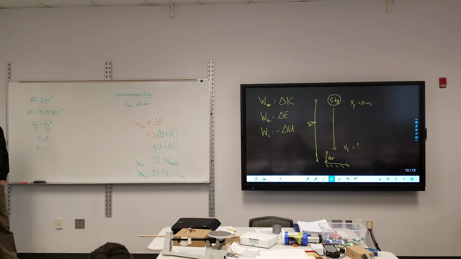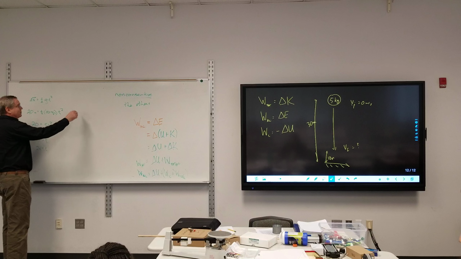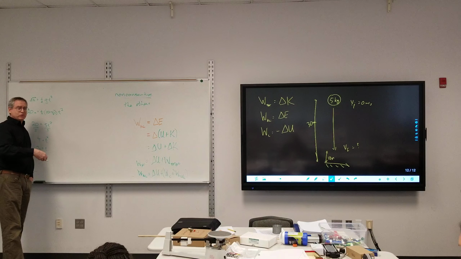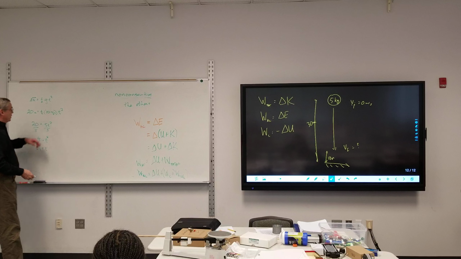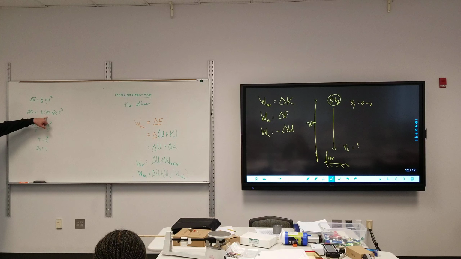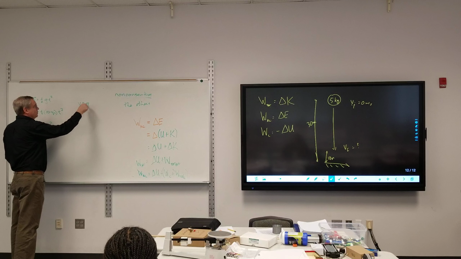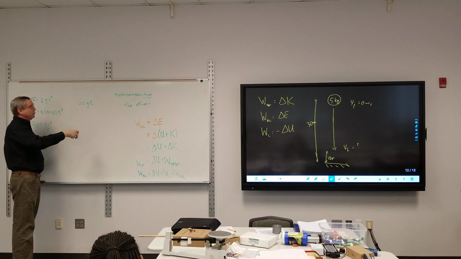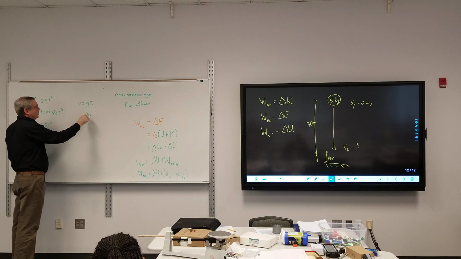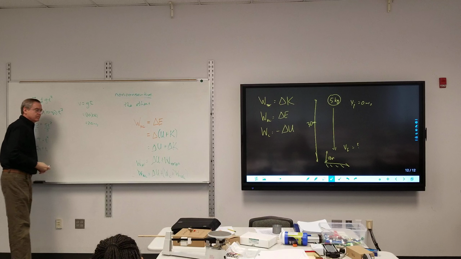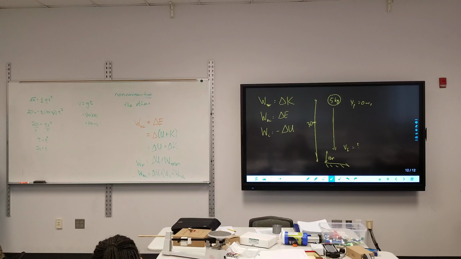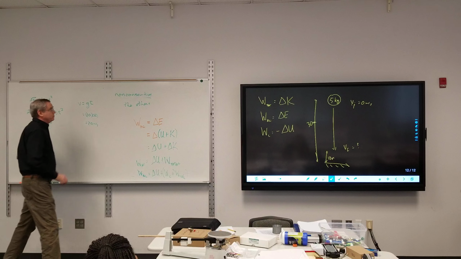How fast is it going after those 2 seconds? Well, I know after 1 second it's going 10 meters per second. After 2 seconds it's going 20 meters per second. The acceleration of 10 meters per second squared means the velocity will change by 10 meters per second each second. Or using the equation, v equals gt. This is for an object that is dropped. So that's 10 times 2, 20 meters per second. Chapter 3 approach. Chapter 7 approach.